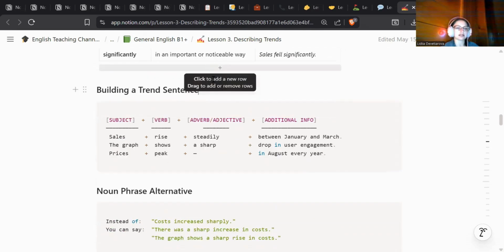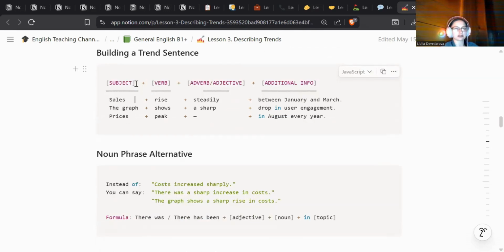Building a trend sentence. How would you do that? You will have a subject, an item, something, the process, sales, the graph, prices, a verb, then action, yeah? Rise, shows, peak. An adverb and adjective. Not always, but it is possible. Steadily, a sharp. And additional info. Additional info is not going to be always there, but it is pretty much common when you want to describe a trend. For example, between January and March, drop in user engagement, in August every year. And basically you get sales rise steadily between January and March.